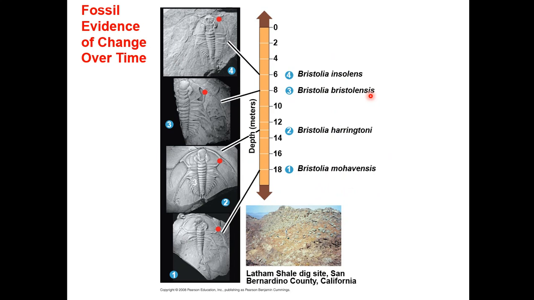So after several years, at a layer between 12 and 14, that's gonna be 13 meters below the ground, okay, they found Bristolia haringtoni. Okay, so at 8 meters below ground, Bristolia bristolensis naman. At 6 meters below ground, Bristolia insolens naman. Okay, therefore, there is a change over time. Okay, from mohavensis, it changes in a series of adaptations to insolens. Okay po, so look at this one. So makikita mo, may pagkakapare-parehas sa kanilang itsura. However, merong modification. Okay, so look at the antenna. So yan. So that was in California then.